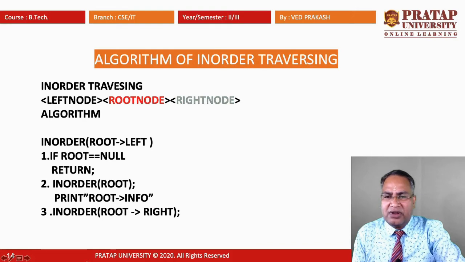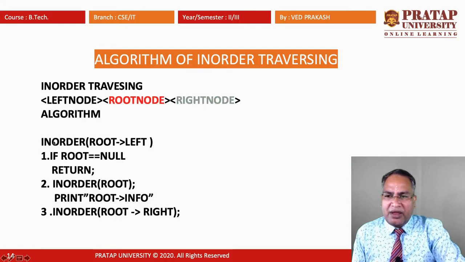First we look at the algorithm for how we implement in-order traversing. As you know, the order of in-order traversing is left node, root node and then right node. So this is the order of accessing or traversing the nodes in in-order.